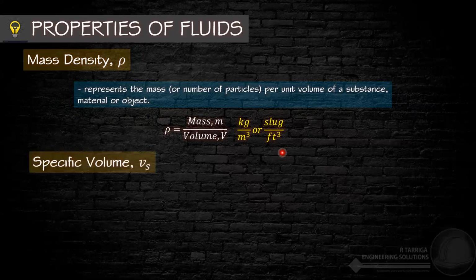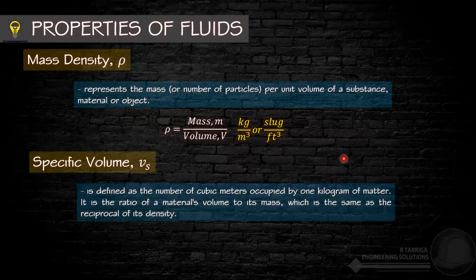Next, specific volume. What is a specific volume? It is defined as the number of cubic meters occupied by 1 kilogram of matter. It is the ratio of material's volume to its mass, which is the same as the reciprocal of its density. So it is very self-explanatory yung definition. No? Number of cubic meters occupied by 1 kilogram of matter. So that will be the reciprocal of this.